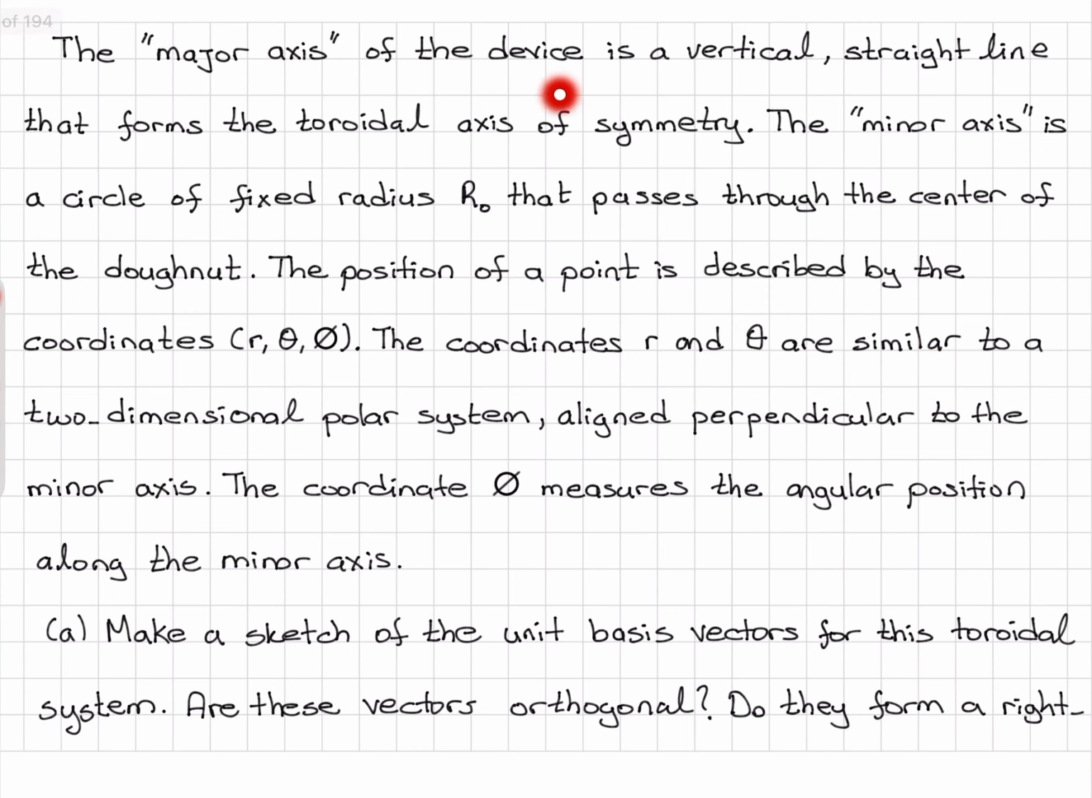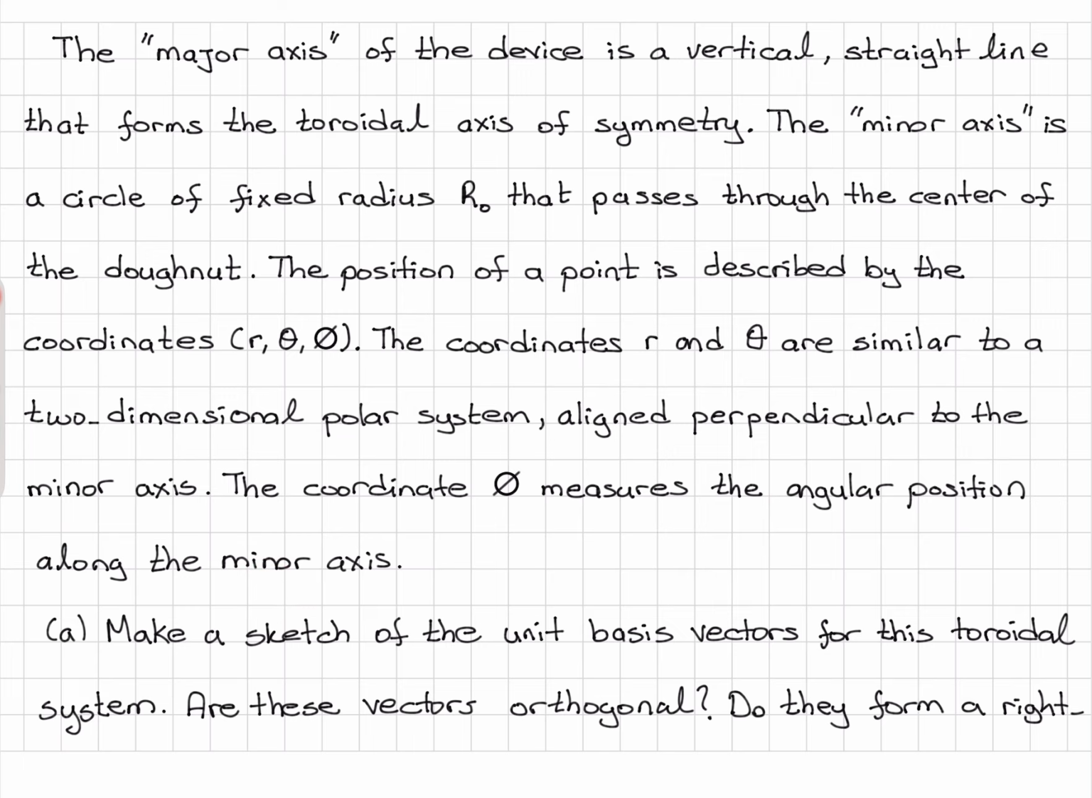The major axis of the device is a vertical straight line that forms the toroidal axis of symmetry. The minor axis is a circle of fixed radius capital R0 that passes through the center of the donut. The position of a point is described by the coordinates r, theta, and phi. The coordinates r and theta are similar to a two-dimensional polar system aligned perpendicular to the minor axis. The coordinate phi measures the angular position along the minor axis.